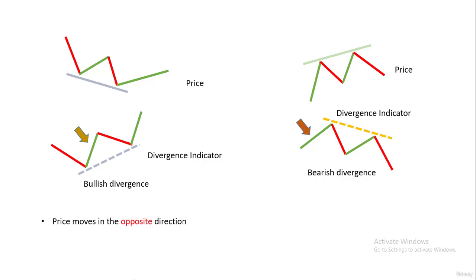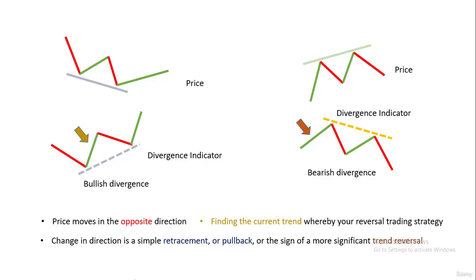When the price moves in the opposite direction to a technical indicator, divergence is one of the strongest reversal signals you can get. But do keep in mind, this is a reversal trading strategy whereby you are finding the end of the current trend. Whether the change in direction is a simple retracement or pullback or the sign of a more significant trend reversal usually depends on the time frame. The main concept of a divergence is that it signals trend continuation or reversal in advance, allowing you to use this information in your trading decisions.